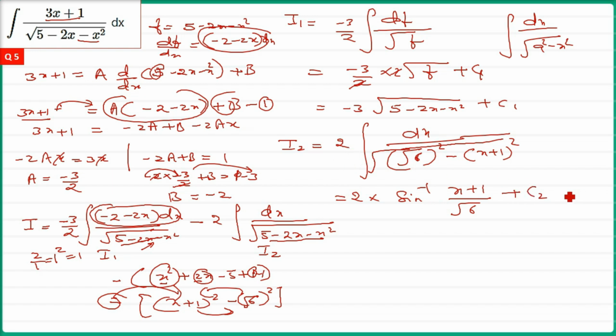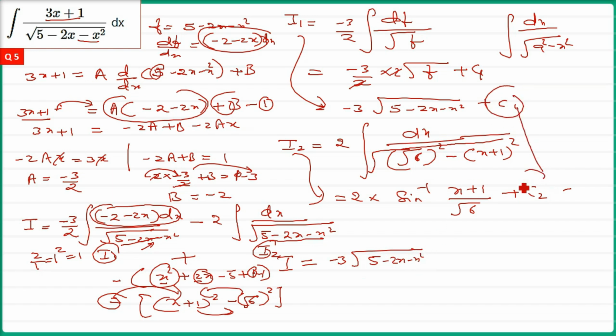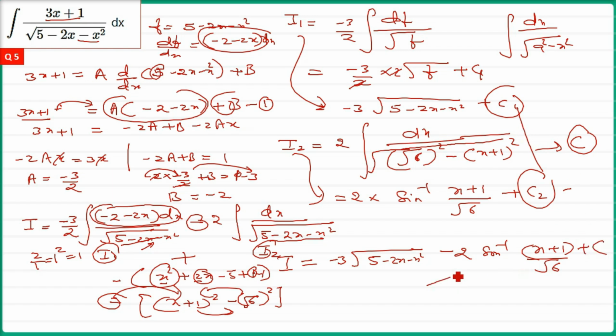Call the constant c2. So this is the first result, I1. This is the second result, which is I2. Now let's combine these two. We have a negative sign in between, so actually we are subtracting these two. So minus 3 under root 5 minus 2x minus x square. C1 and C2 will combine and we call it a capital C. What is the second term? It's a negative in between, and 2 sine inverse x plus 1 divided by under root 6 plus a constant of integration, which is capital C. This is your final result.